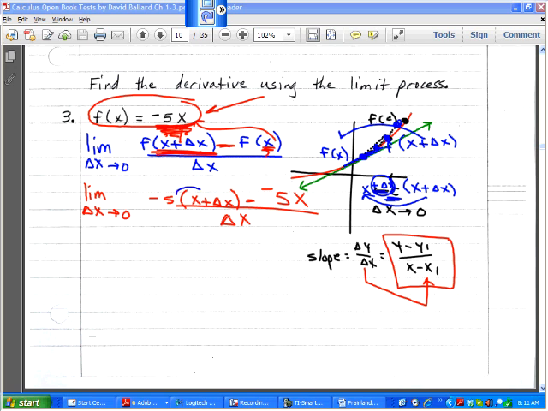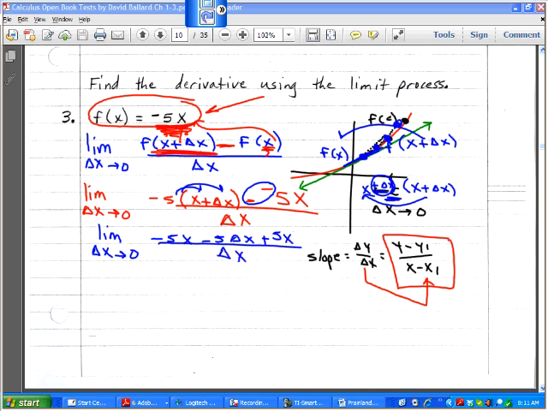Now, we're going to distribute here. So we have the limit as delta x approaches 0 of negative 5x minus 5 delta x, and then minus a negative is a plus 5x over delta x.